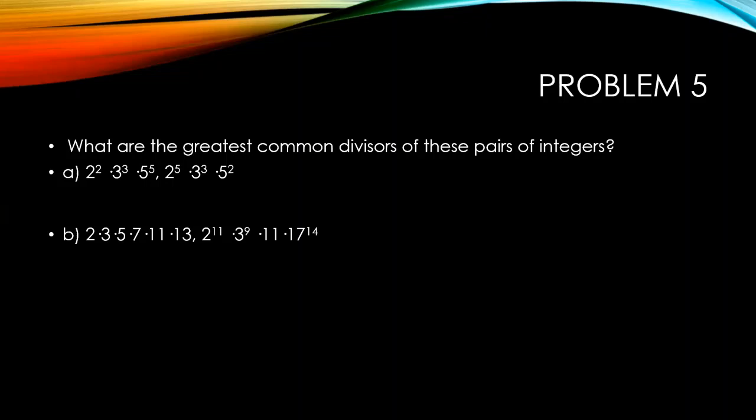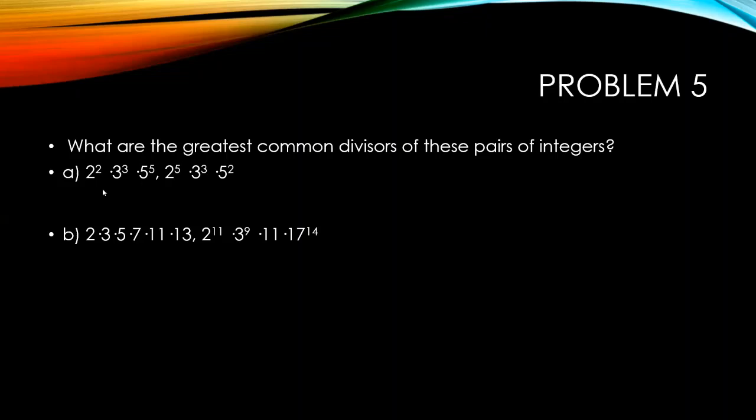For the greatest common divisor, we're going to get all the prime factors of the two given numbers and then take the minimum exponent. So we have 3 prime factors: 2, 3, 5. For 2, we're going to check the minimum exponent. Between 2 and 5, definitely 2 is the minimum. So the first prime factor that we're going to consider to determine the greatest common divisor will be 2 squared.